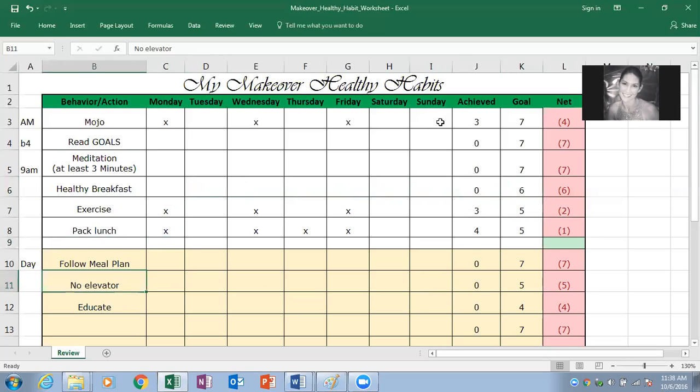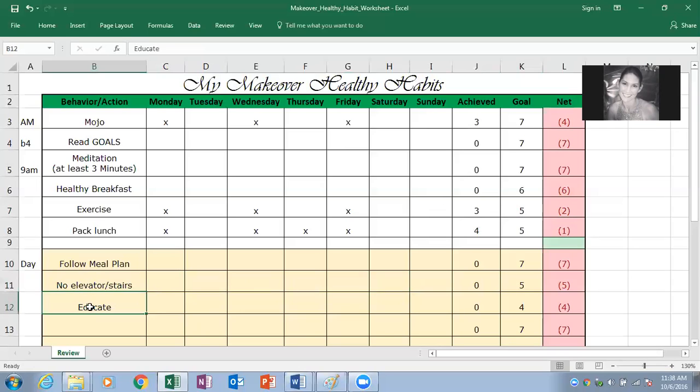For example, if you already did your exercise, maybe you want to do something during the day like, I'm not going to use the elevator, I'm going to use the stairs. All right. So you want to make sure you put this on a daily basis. And your goal is to do this five times because you work 5 days a week.